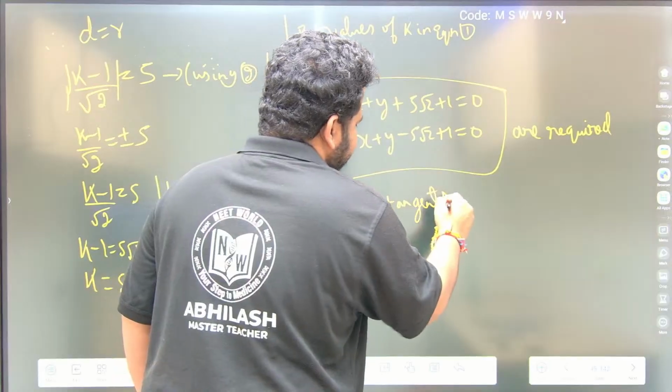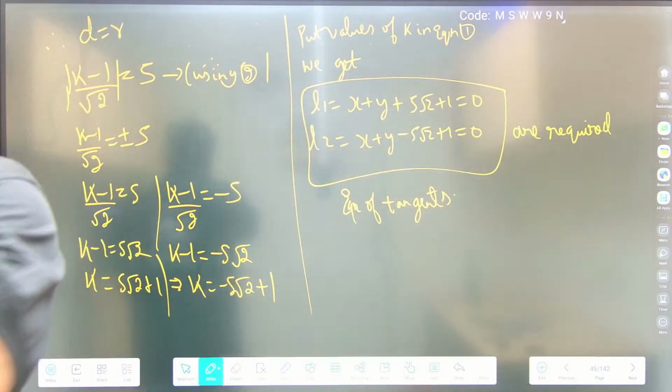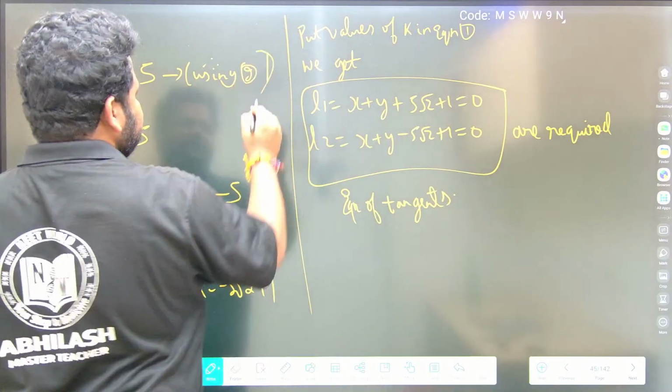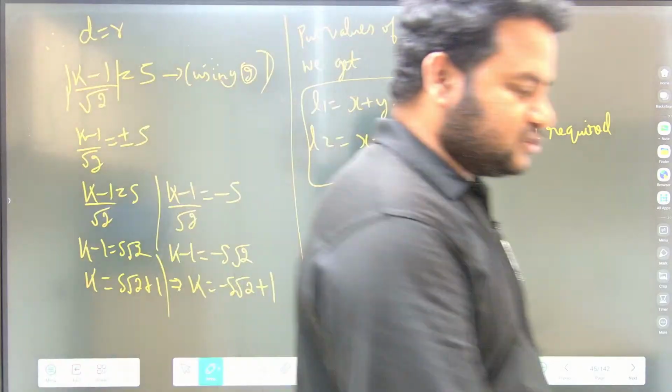This is the final thing we will write, friends. Are the required equation of tangents. Clear? This is how you got to solve this question. Each and every step I have explained in detail, the reason, everything. Clear, friends?